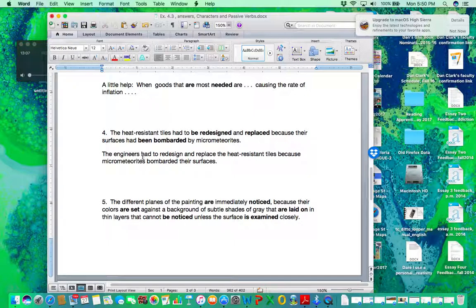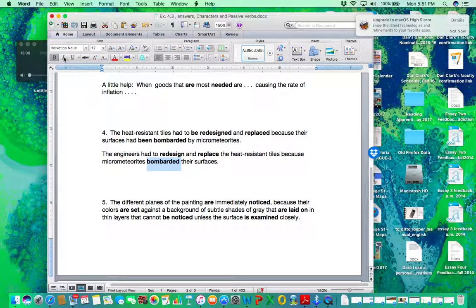Okay. I could also see putting this first: because micrometeorites bombarded the tile surfaces. Yeah, I don't know. So "had to be redesigned" turned into... Now I know it looks like it's past, but it's now the infinitive, and it's still just the active voice. "Had to redesign and replace" is now active, and "bombarded" is active, right? So we got all this.